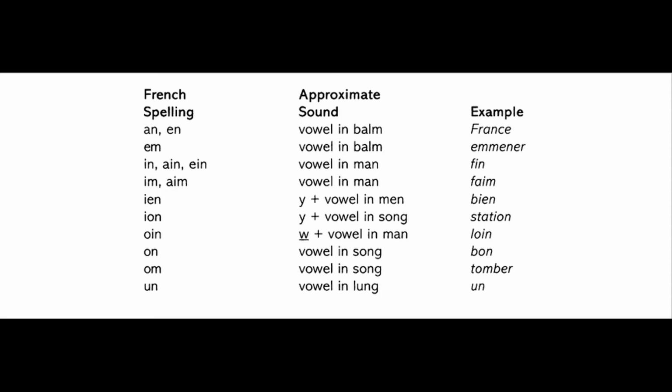In the last lecture I taught you the sound when you have I, then another vowel, so the I becomes Y, so it is "bien". Then ION, "station". Then OI, the OI sound is "wa", so it is "le vent".